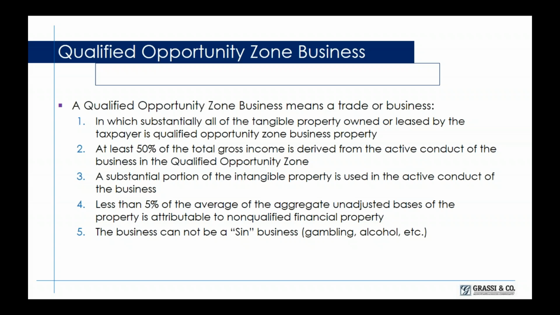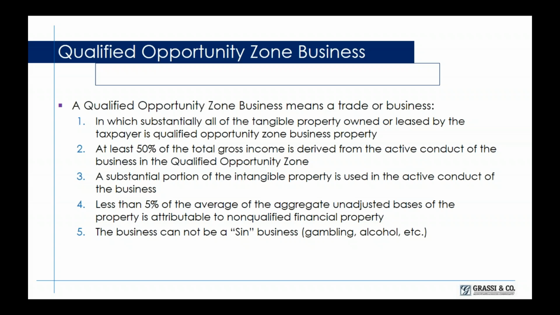Two, at least 50% of the total gross income is derived from the active conduct of the business in the qualified opportunity zone. And that's an area that is open. We'll discuss that a little bit later. Three, a substantial portion of the intangible property is used in the active conduct of that business. Four, less than 5% of the average of the aggregate unadjusted basis of the property is attributable to non-qualified financial property. So again, there's some more items that people are kicking around, and services kicking around as to what exactly that means. And last, the business cannot be a sin business.